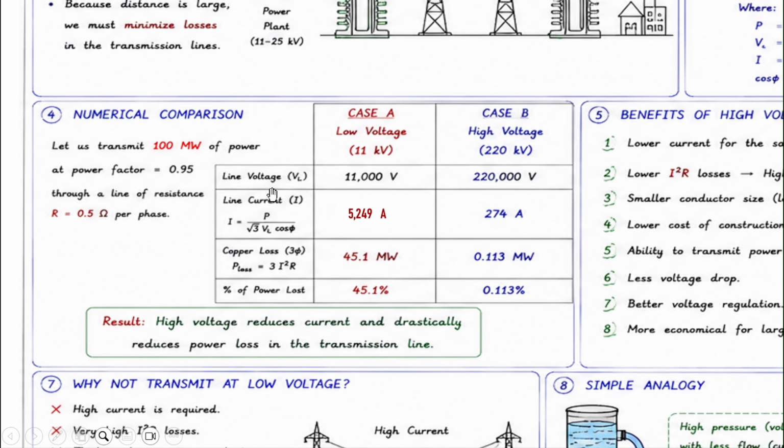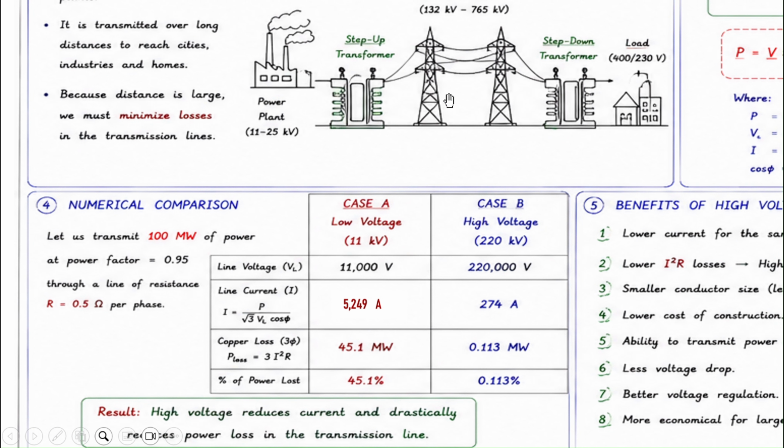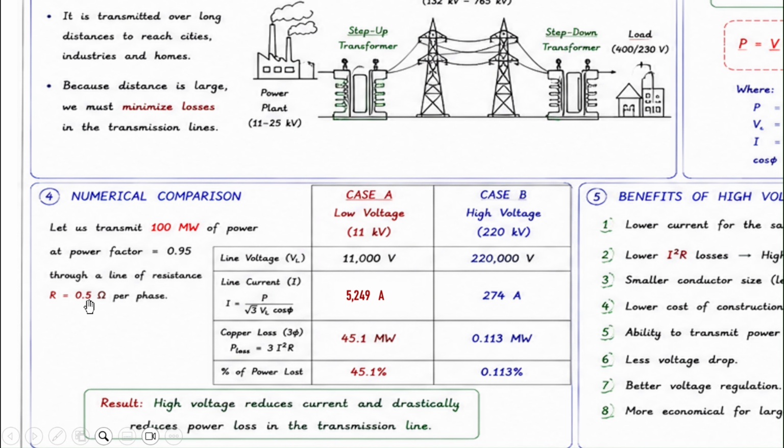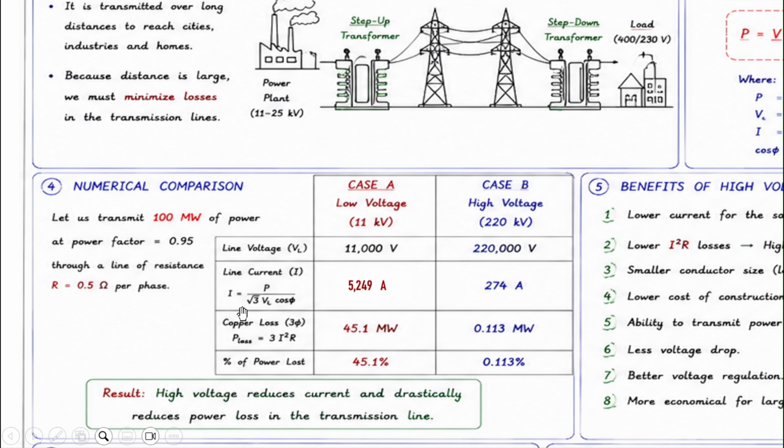So what do we have here? Let's do a practical example. Let's assume we have two transmission lines, two case scenarios. For both scenarios, we want to transmit 100 megawatts of electrical power. Let's assume both have a power factor of 0.95, and the resistance of the conductors in this transmission line, to keep things simple, let's assume is 0.5, just to keep the math consistent.